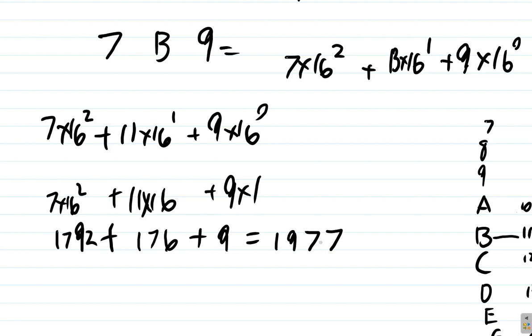So that is that hexadecimal number converted to base 10. We don't need to write a 10 here because the base of any number is base 10 unless otherwise specified. So the default is base 10. Alright? So it's 1977. So 7B9 in base 16 or hexadecimal is equal to 1977 in decimal.